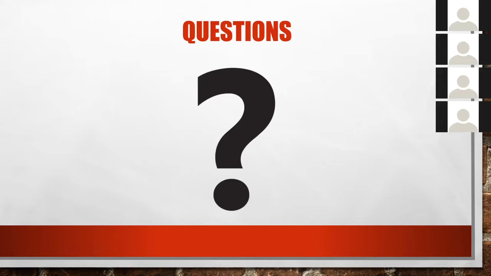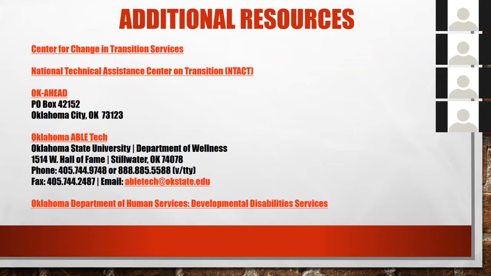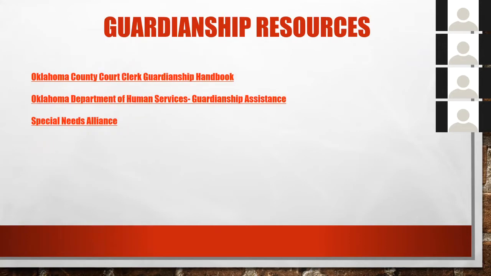Okay, and I apologize for skipping through these quickly, but I do want to show you, we have included some additional resources at the end of the slides, and one of the things is some guardianship resources. So the Oklahoma County Court Clerk has a guardianship handbook that you can let your parents know about. Even if you don't live in Oklahoma County, there's still useful information. Also, the Oklahoma Department of Human Services has a guardianship assistance program that's available for only select individuals, but that has some information. And then there's also the Special Needs Alliance that might have some useful information. So I would start there. If you have additional questions, you can always contact me and I can provide some additional resources.